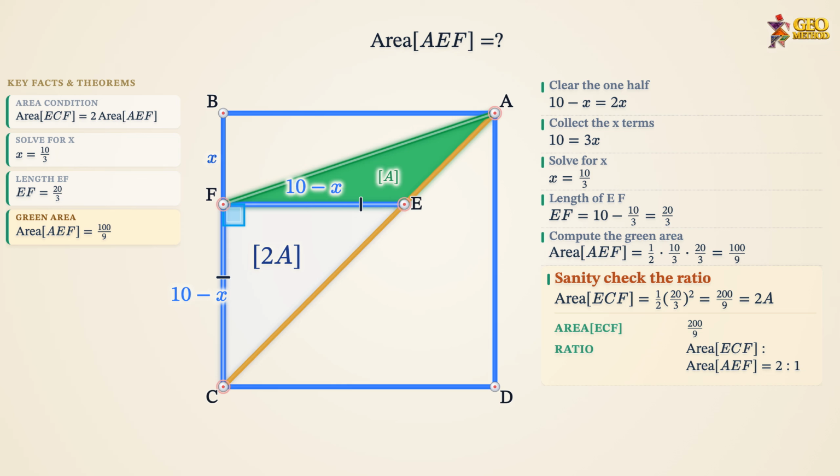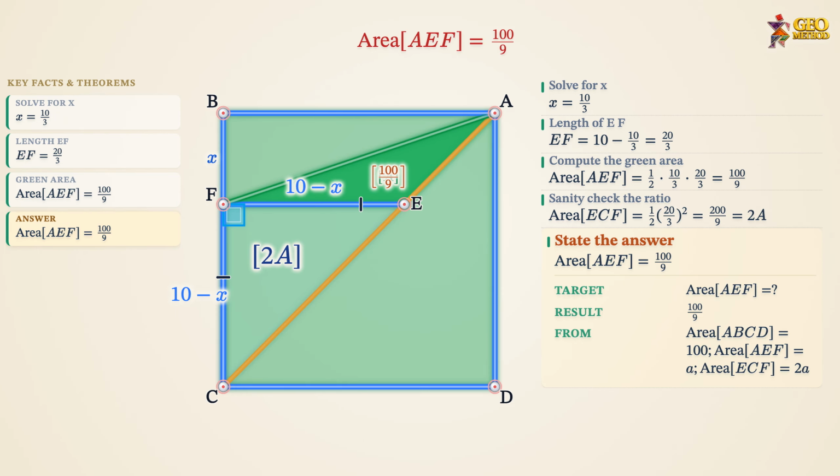Let us check. Triangle ECF is 1/2 of (20/3) squared, which is 200/9, exactly twice 100/9. The 2-to-1 condition holds, so our solution is consistent. Thus, area of AEF is A and area of ECF is 2A, exactly matching the given ratio. The green area is 100/9.